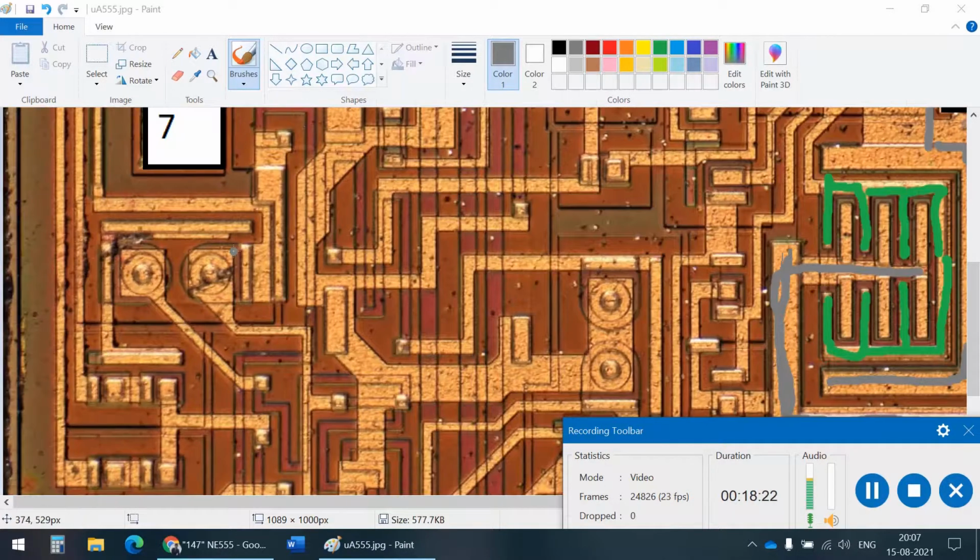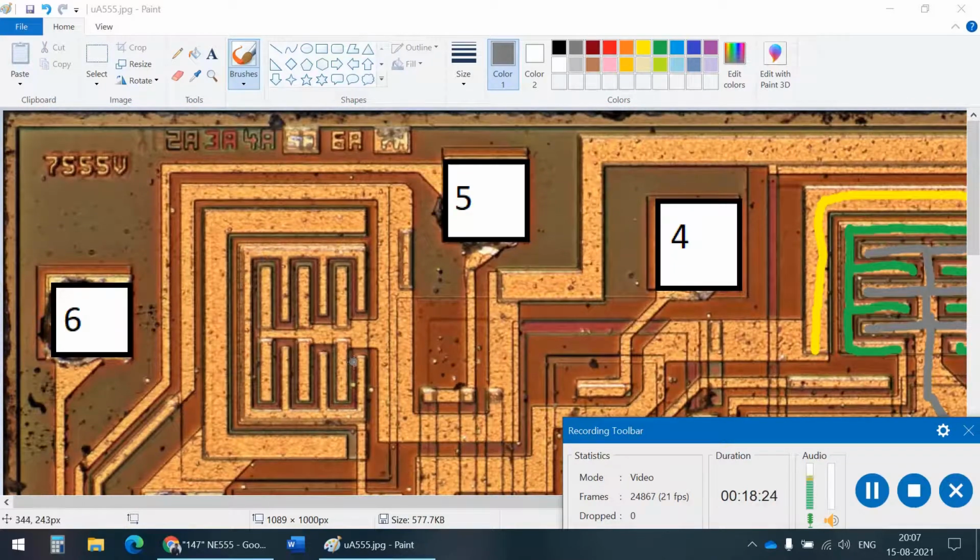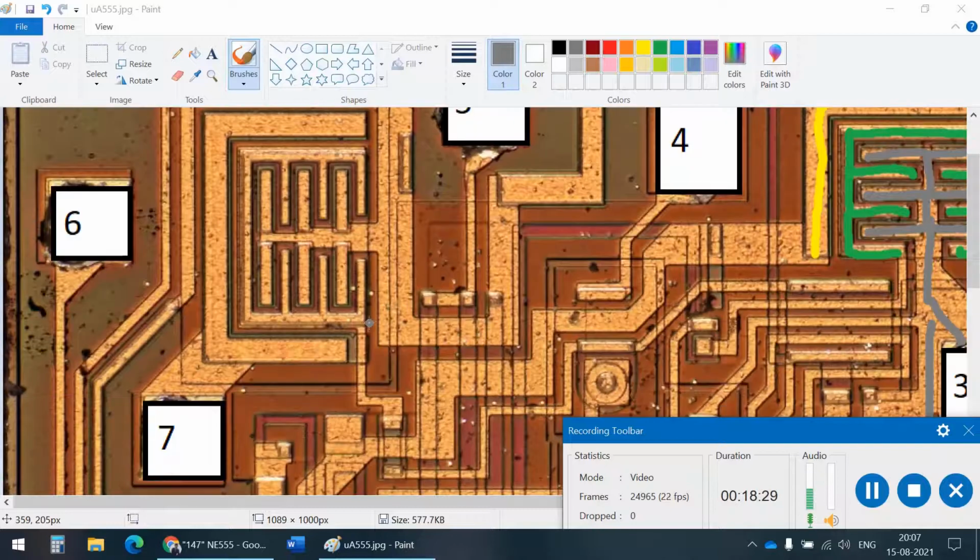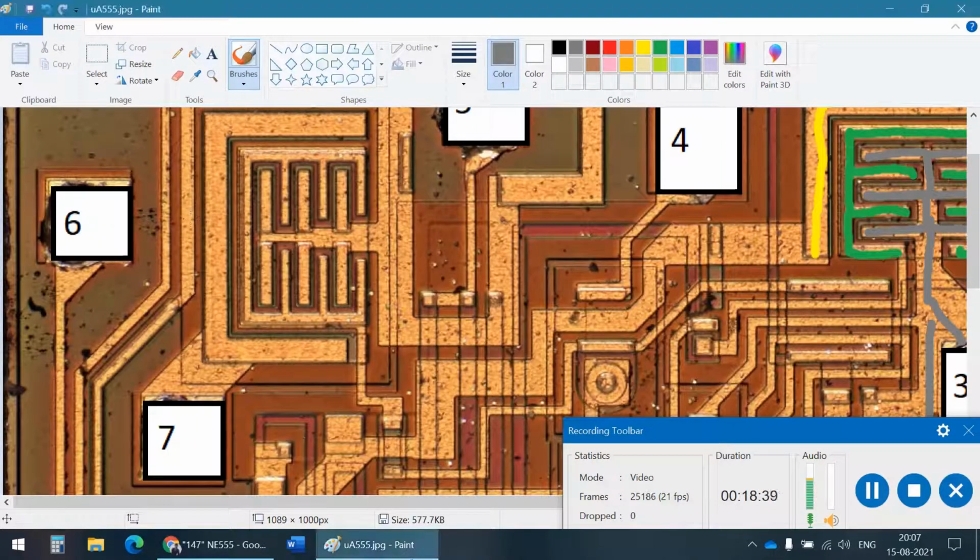So now let's go see what the other one was. There's one more here, right? What is this? Let's see. It seems to be connected to pin number 7, right? Because pin number 7 seems to be connected to the collector of this transistor. So let's go see what pin number 7 was.